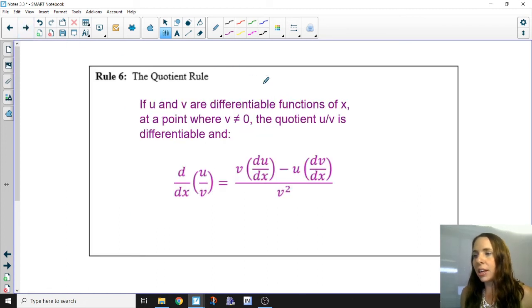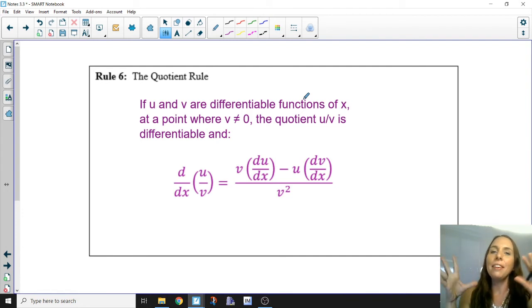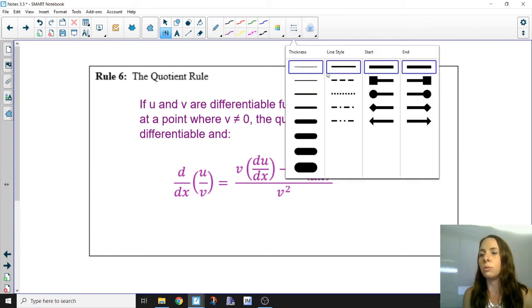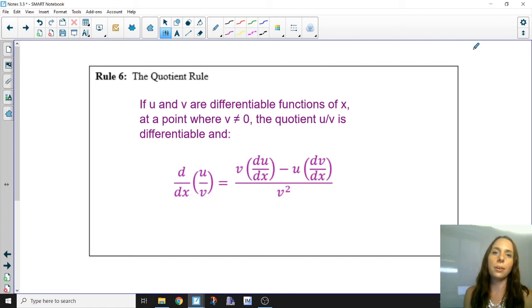Finally, listen to this. Don't look at that yet. Okay. If the derivative of a product of two functions is not as simple as derivative times derivative, then do you agree that probably the derivative of a quotient of two functions is not going to be as simple as derivative divided by derivative? No. Here's the last rule that we're going to talk about in this section. It is called the quotient rule. It looks scary, I know.